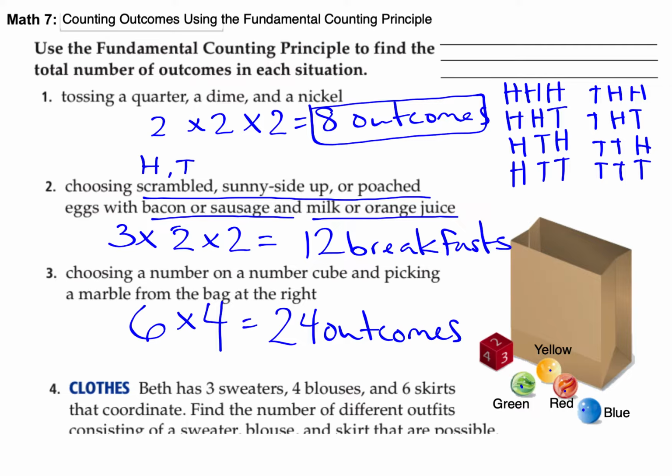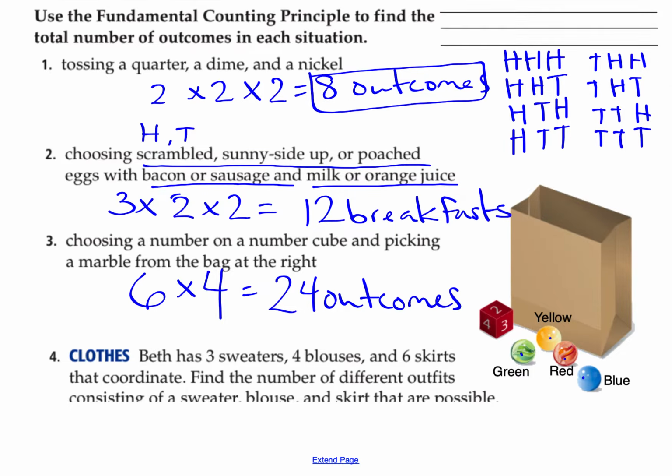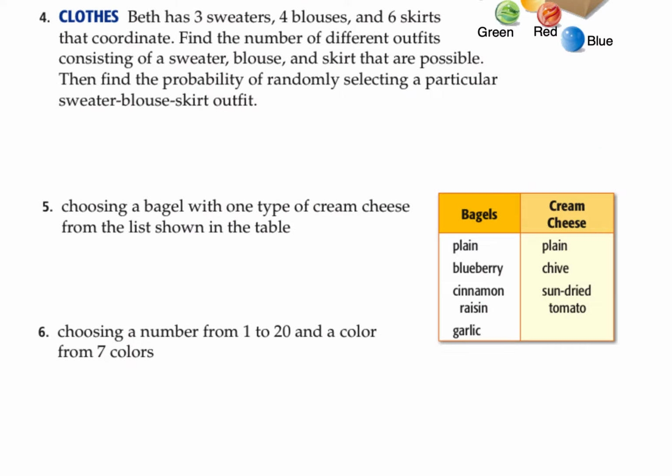Number 4. Beth has 3 sweaters, 4 blouses, and 6 skirts that coordinate. Oh, so there's nothing mismatched. That's nice. Find the number of different outfits consisting of a sweater, blouse, skirt that are possible. Then find the probability of randomly selecting a particular sweater, blouse, skirt outfit.